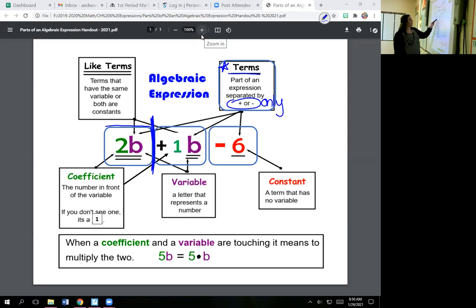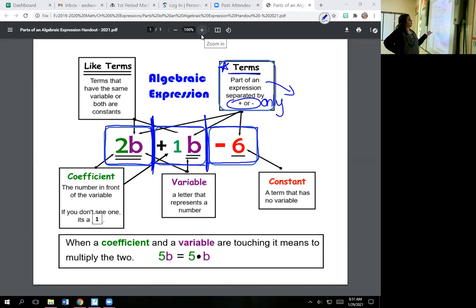So this right here in the first box is a term. I see a subtraction sign, so I would cut it right in front of that sign. And then this is a term, and then this is my last term. So if I ask you to tell me how many terms are in the expression and what they are, this is what you can use as an example.